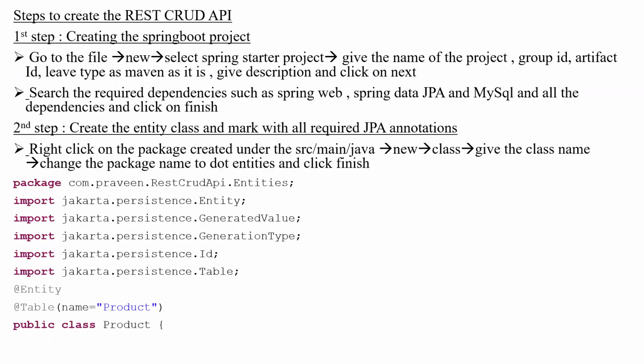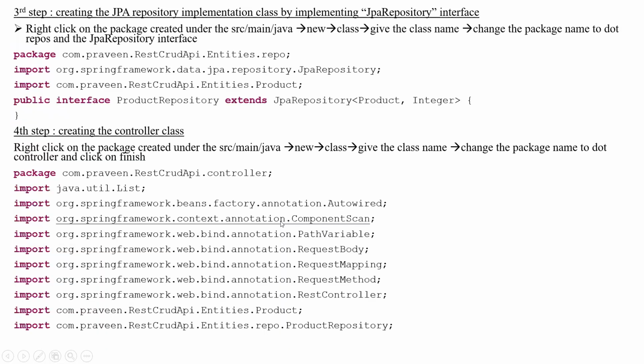Guys, this is an entity. So first, what is the first step you have done? You have created your Spring Boot project with three dependencies called Spring Web, Spring Data JPA, MySQL, and you have created your entity.